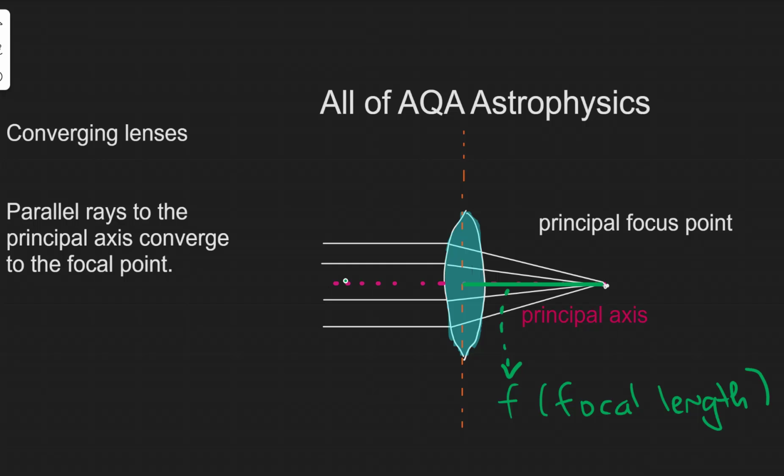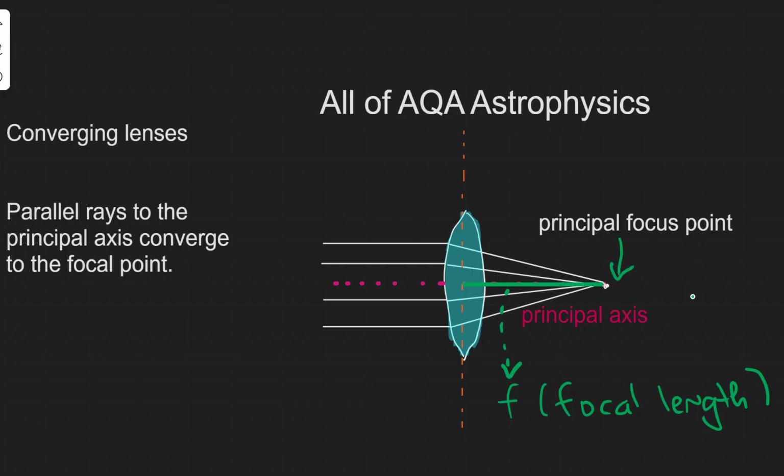We're going to start off with the principal axis, which is just this axis over here that I've started drawing in this color across here. Any ray that is parallel to this axis will actually end up being focused to the focal point. It's also known as the principal focal point, and let me just draw that. It's just this point across here.